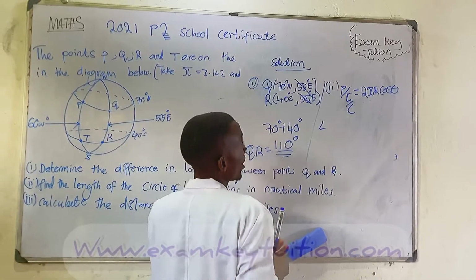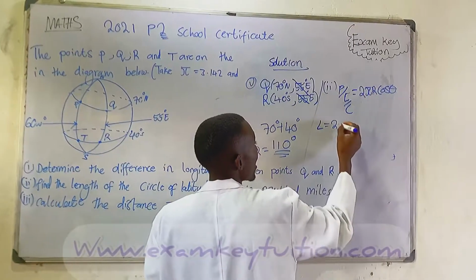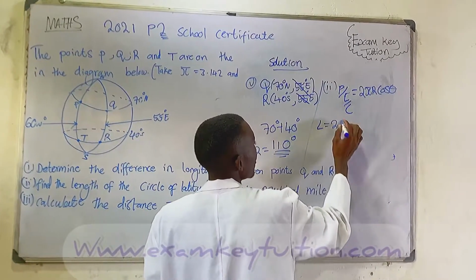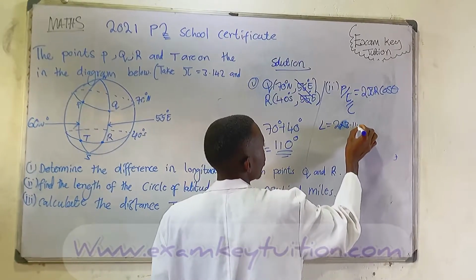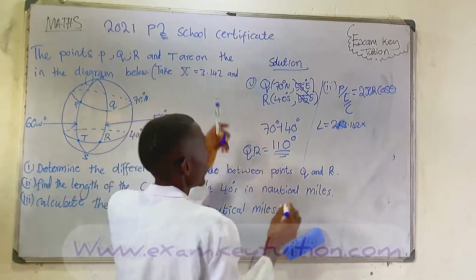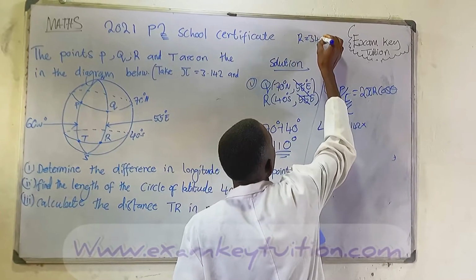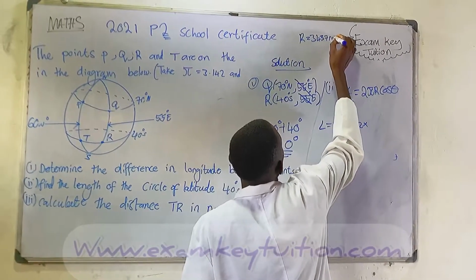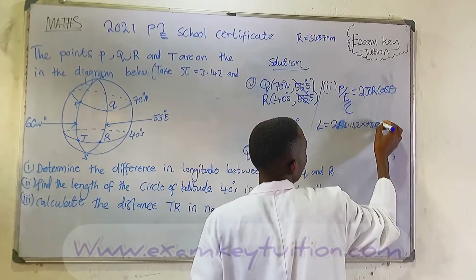So you just pick letter L. So you say you have 2. Then if you check the pi, you have what? The pi you have 3.142. So you say multiply the pi, you have 3.142, multiplied by the radius in nautical miles. The radius was 37 nautical miles.